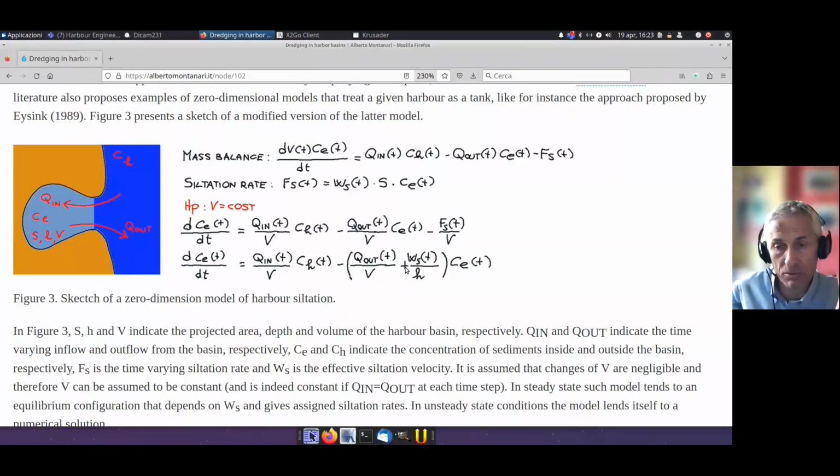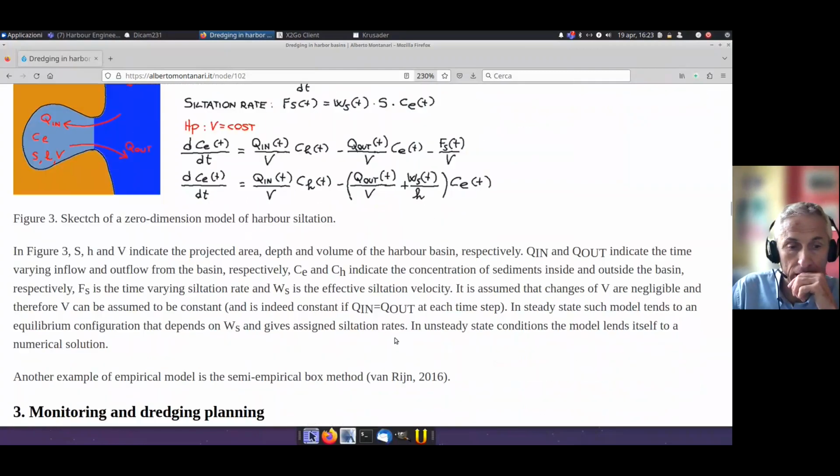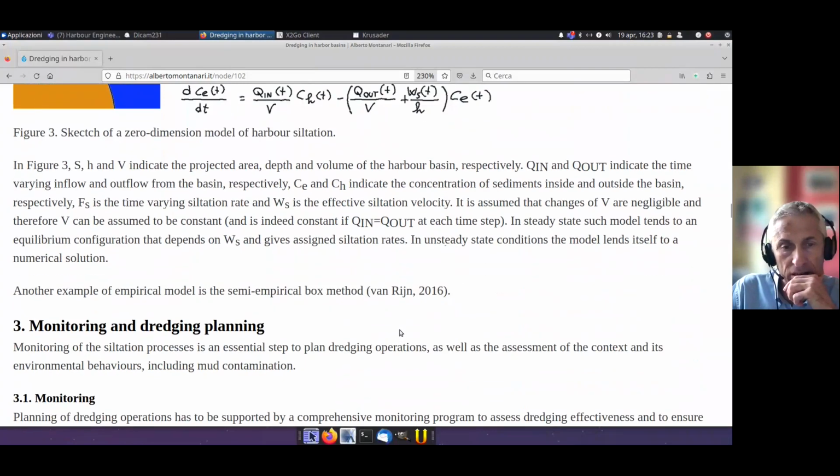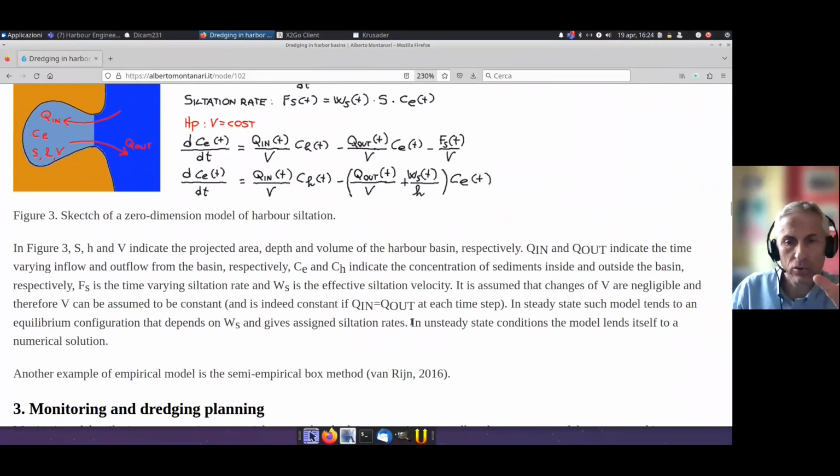So this is a very simple model, which is anyway providing very useful indication. It is indeed a model that is frequently used. In steady state, which means at the equilibrium, such a model tends to a configuration that depends on Ws and gives assigned siltation rates. In a steady condition, the model lends itself to a numerical solution.